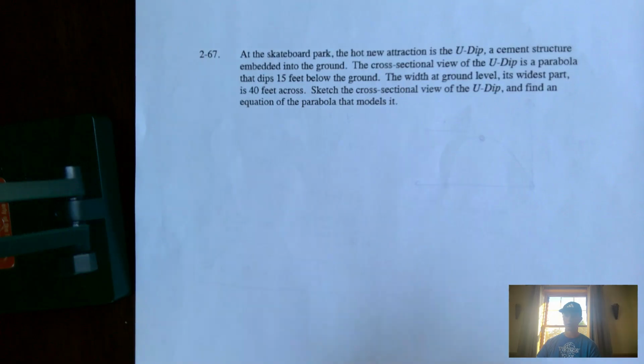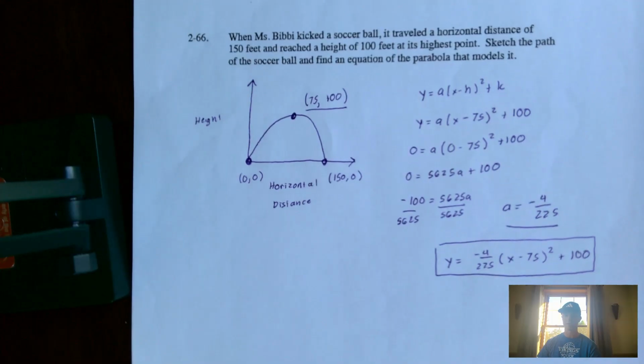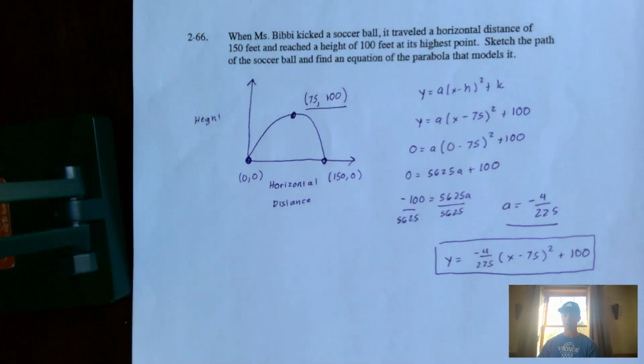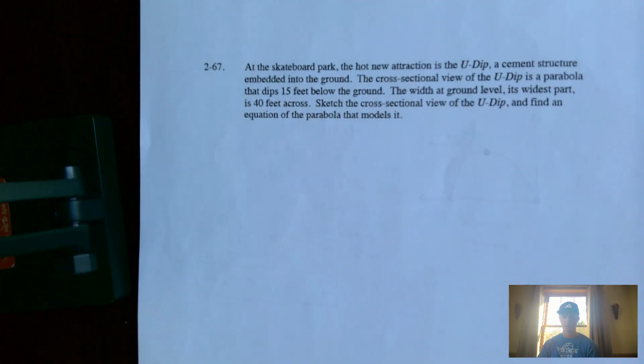Now, this one's going to be a little bit more interesting because what you noticed with the previous problem and the one before that is that both of these parabolas were shaped like a parabola that's opening up, or excuse me, opening down. And since that's the case, the a value is going to be negative for both. Now, what we're talking about here is a skateboard park, the hot new attraction of the U-dip. Think of when you go to the X Games, you got those huge, I'm trying to think of the correct terminology for it. You got the half pipe, excuse me, so you had a half pipe.